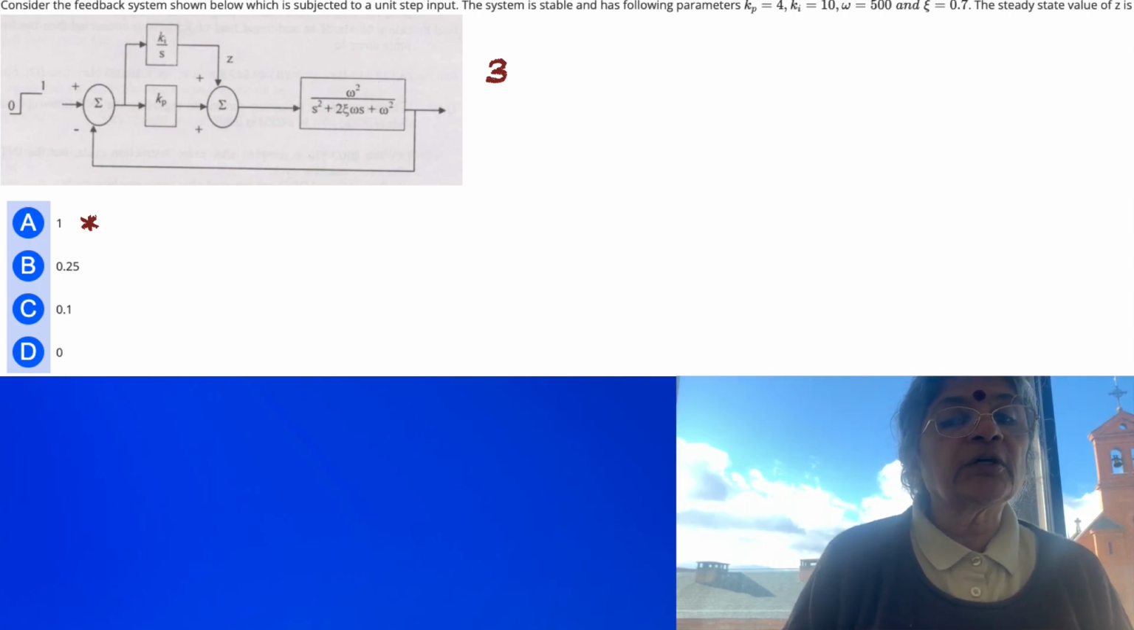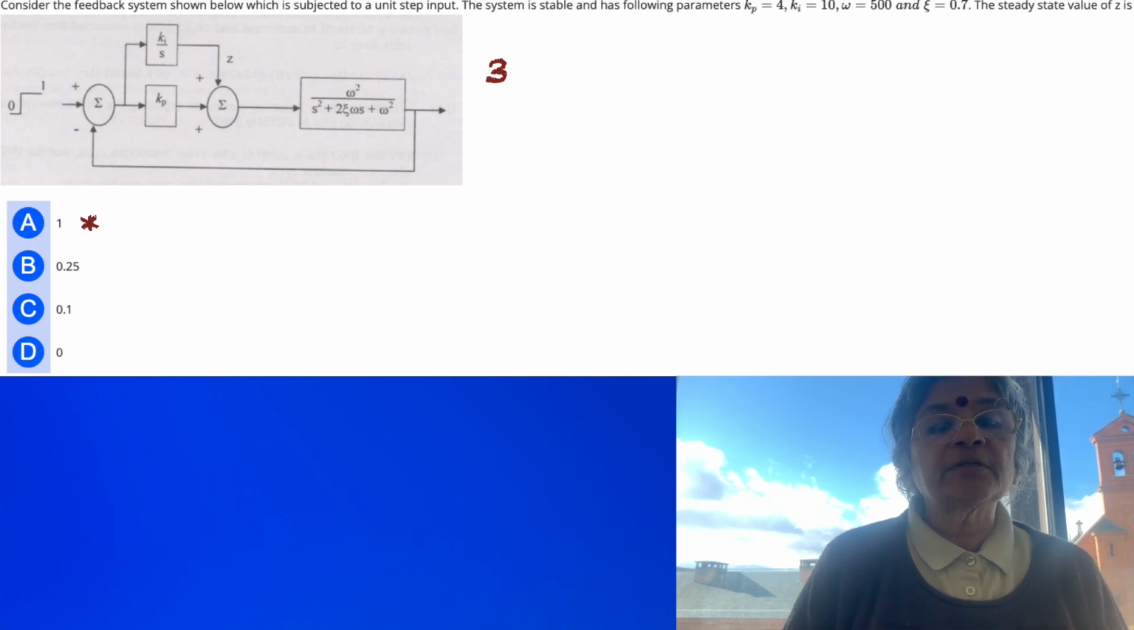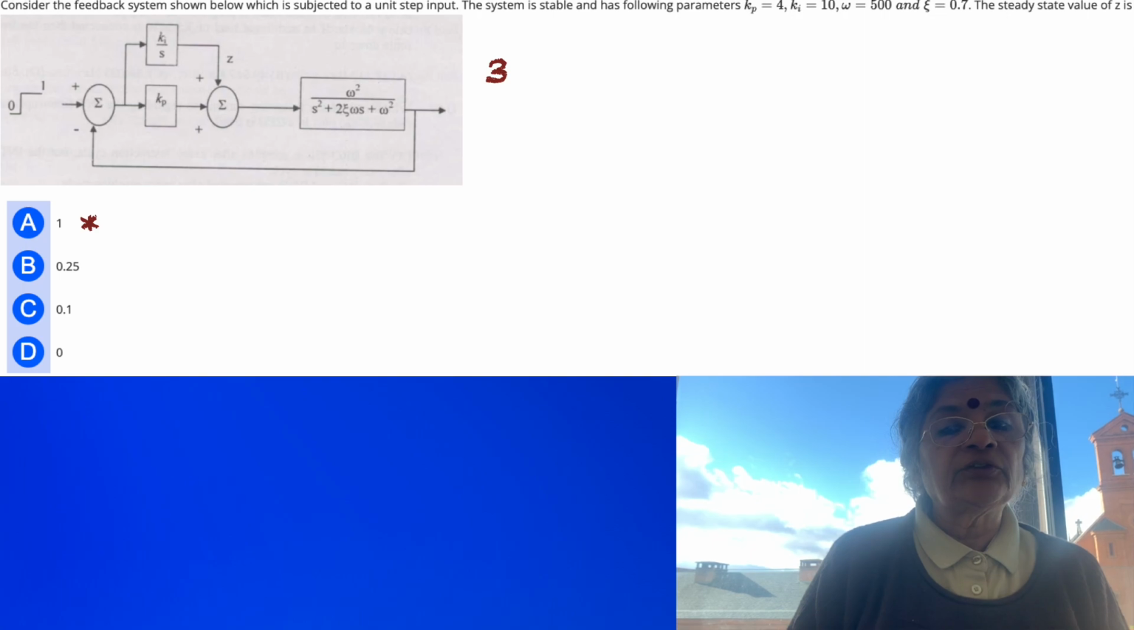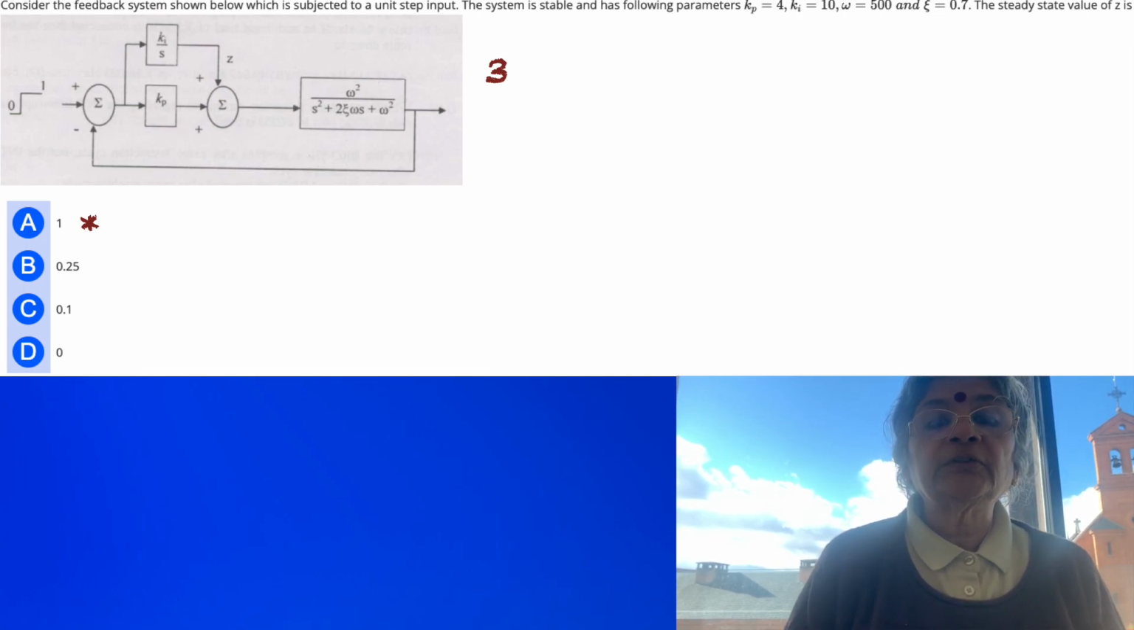Okay, so consider the feedback system shown below, which is subjected to unit step input. If unit step input is going to be the input, then the output z, which is shown, is going to be equal to 1. The system is stable and has the following parameters: kp is equal to 4, which does not matter, ki is equal to 10, omega is equal to 500, and eta is equal to 0.7. Steady state value of z.